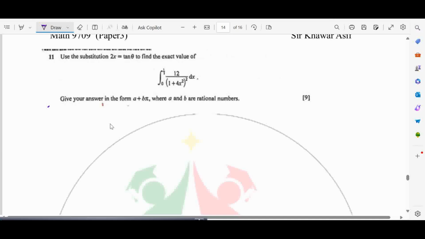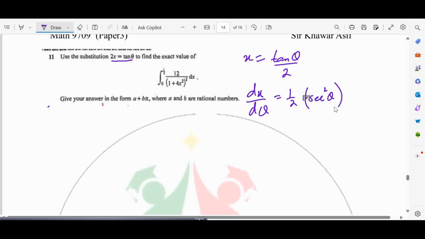We know that, first of all, you find the exact value, give your answer in the form of this. Okay, we know that the first one we can rearrange as x is equals to tan theta divided by 2. And if we find the derivative dx by d theta, this will be equal to 1 by 2 into the derivative of tan theta, which is secant squared theta. Now from here we can say that dx will be equal to 1 by 2 secant square theta d theta.